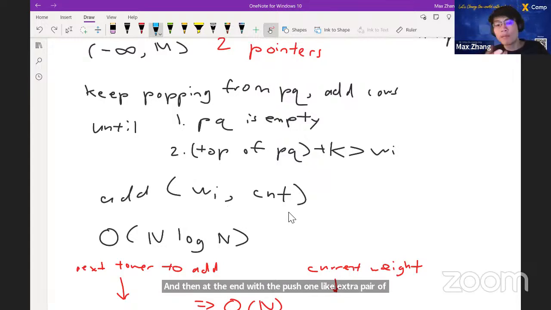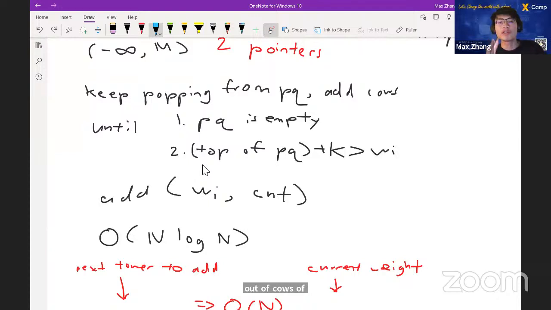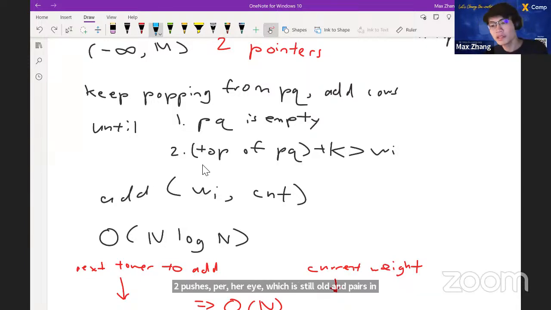And I think you might also need to do one more push because you might use up one pair partially. It might be that there was some entry that we popped from the priority queue, and we used some of the towers, but not all of them because we ran out of cows of WI. So we need to put that pair back into the priority queue. So we have to do at most two pushes per i, which is still O of n pairs in total. So it's still n log n. But that's a good distinction.